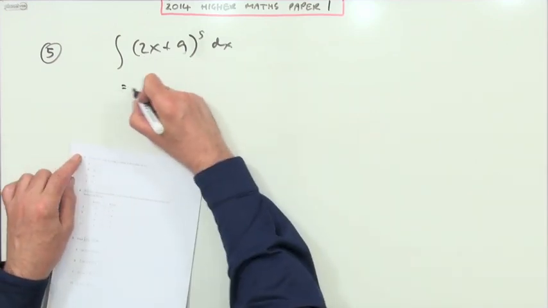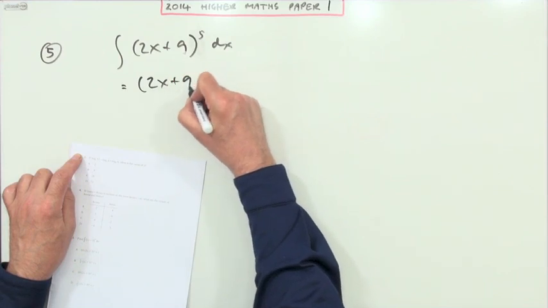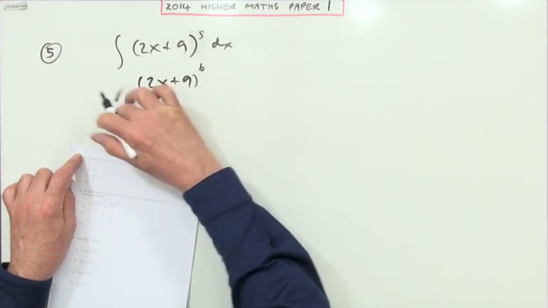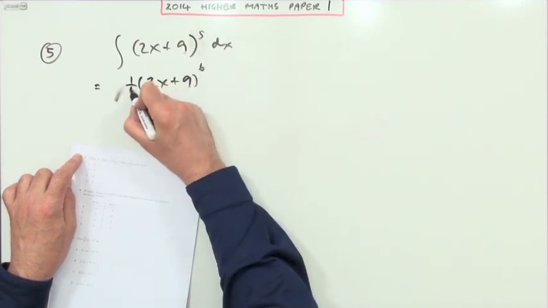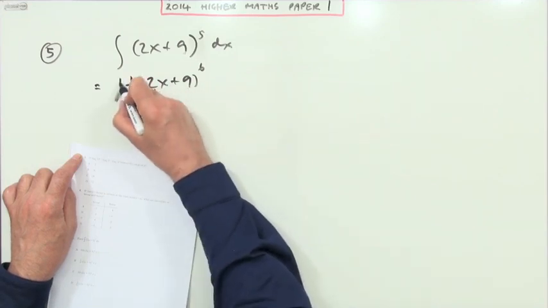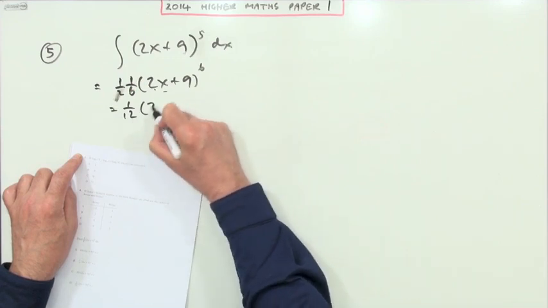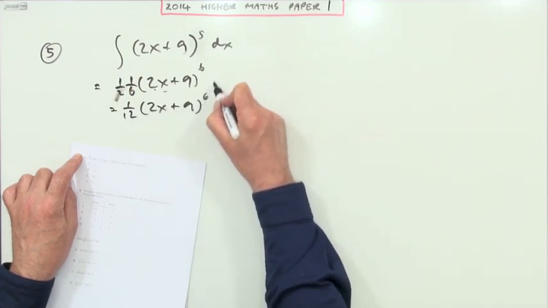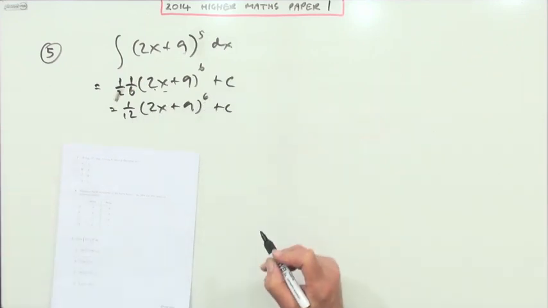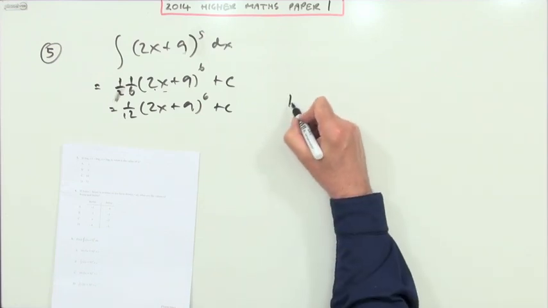I'll set it out. So what would that be? You'd have 2x plus 9 to the power 6, take that out of the way, divide by the 6, and also divide by the derivative. So that's 1/12 of 2x plus 9 to the power 6 plus c. So it is indeed D.